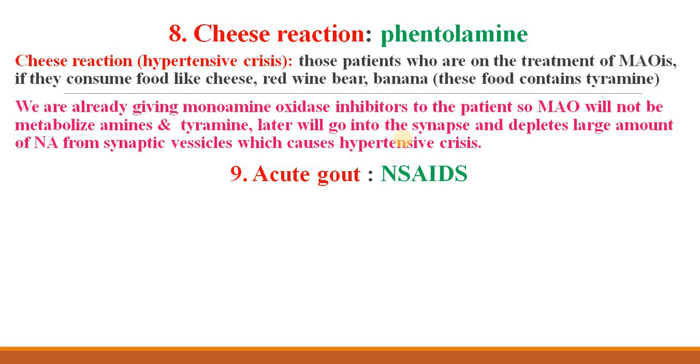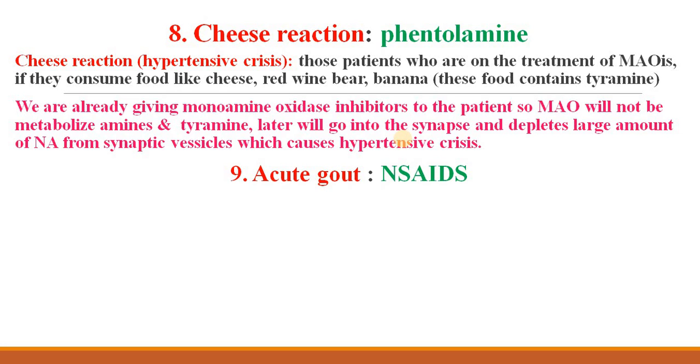So what will this tyramine do? It will go to the synaptic terminals of the nerve and displace, or deplete, a large amount of noradrenaline from the synaptic vesicles. So you have a large amount of circulating noradrenaline. It will act on different receptors and increase blood pressure. So you will have hypertension. That is known as the cheese reaction.